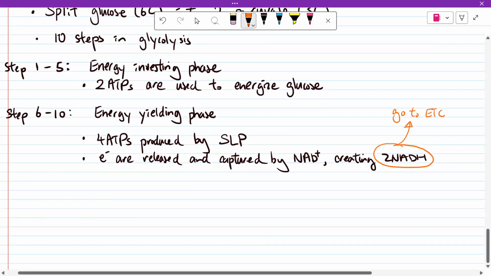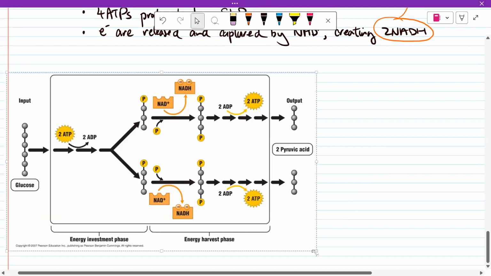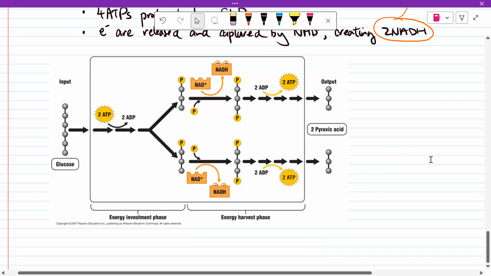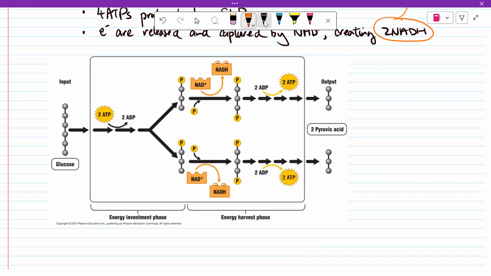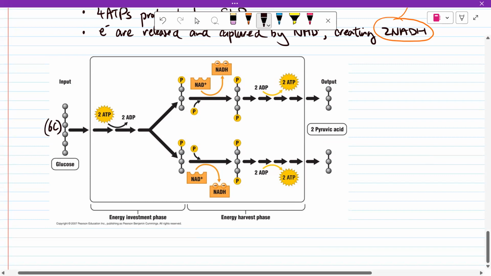All right. So this is in the PowerPoint. I'm just gonna make the slide come over here. Okay, let's take a look here. We start with glucose, and the black circles are the carbons, 6 carbons, right? We invest 2 ATP, and they become ADP. Okay, so this is the energy investment phase, the energy investing phase, right? Same thing, just different wordings.